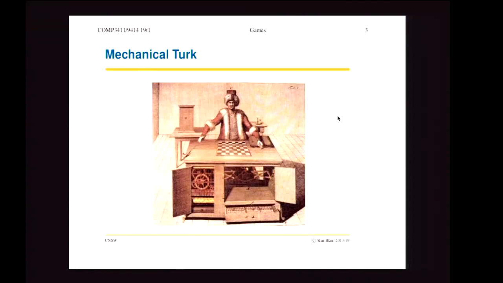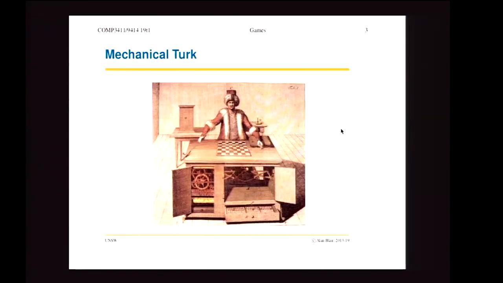Von Kempelen was a bit embarrassed by its success, so he dismantled it and put it back in his warehouse. But then after he died, his son sold it to a showman called Maetzel, who continued the show. It played against Napoleon Bonaparte and Thomas Jefferson and many other famous people. And eventually, unfortunately, it was destroyed in a fire in Philadelphia in 1854.